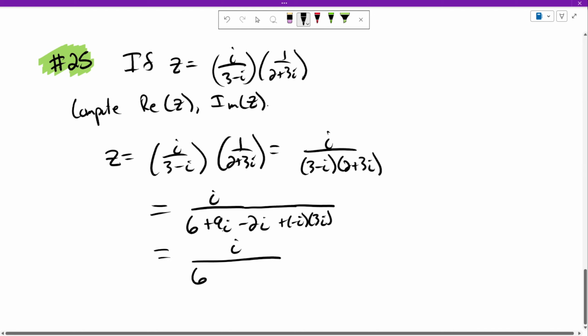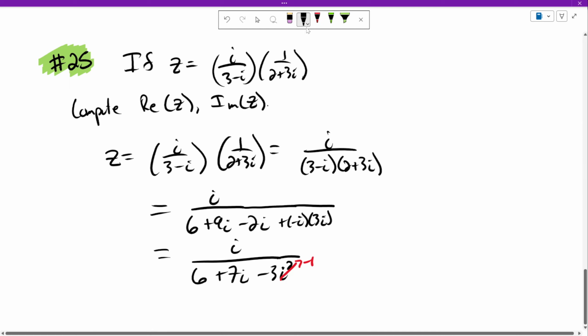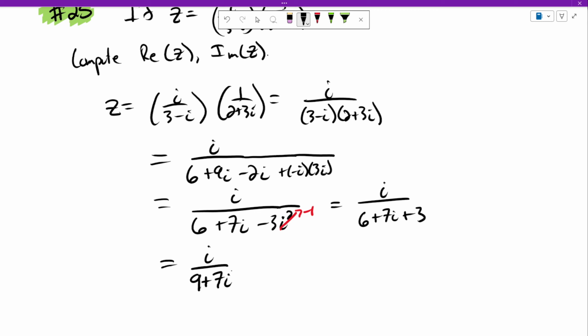So we get 6, combine these middle two terms to get a plus 7i, and then negative, this is going to be negative 3i squared. And remember, i squared is negative 1, so this is actually going to be 6 plus 7i plus 3 in the denominator. So we can write z as this, i over 9 plus 7i. 6 plus 3 is 9, of course. And now that we have computed that, we are then going to divide these. We're going to do this division here.